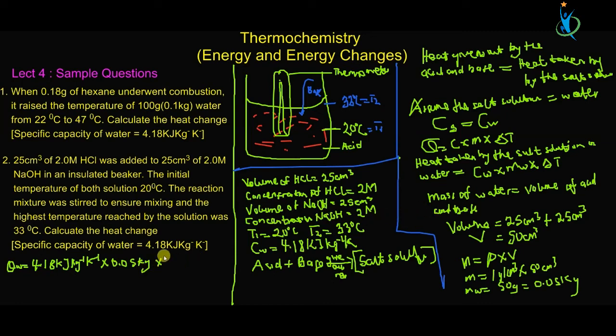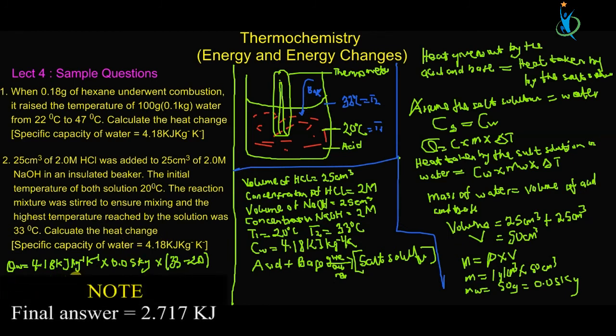And then we also multiply times the change in temperature. The change in temperature is from 33 minus 20. Okay, so when you do your calculation, the heat taken by the water, which is proportional to the heat change or evolved, is equal to 2.717 kilojoule.